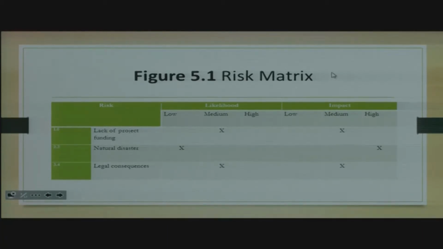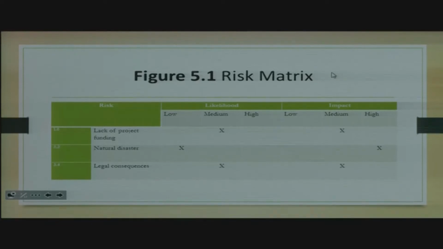What is the likelihood for this to happen? Then you can rank it between low, medium, and high. And then here, they decided just to mark medium. The likelihood for it to happen is medium. But what's going to happen if it does happen, what could be the impact? They ranked it medium. So basically, this risk is a medium risk.